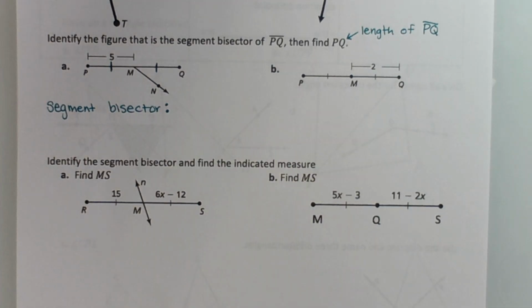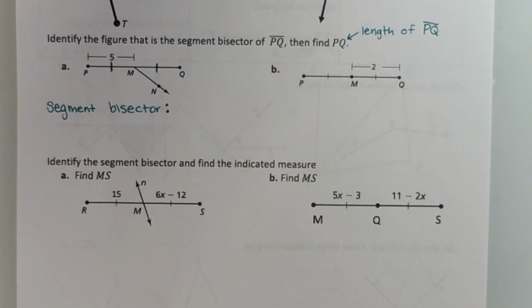The segment bisector is the thing that's going through the middle, going through the midpoint. What is the midpoint of the segment PQ? M. This is the thing going through it. Is that a point, a line, a plane, a segment, or a ray? It's a ray.